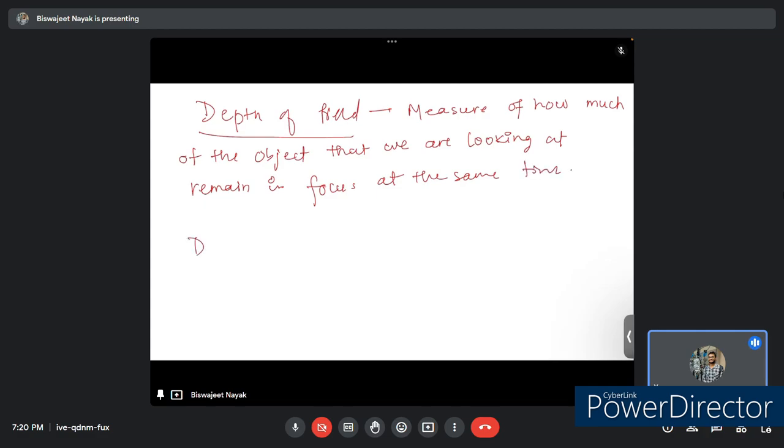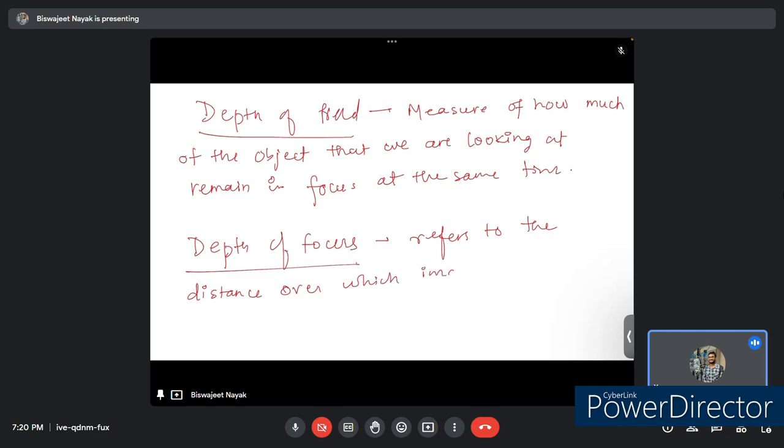How is it different from depth of focus? Depth of focus refers to the distance over which the image can move relative to the object and still remain in focus.